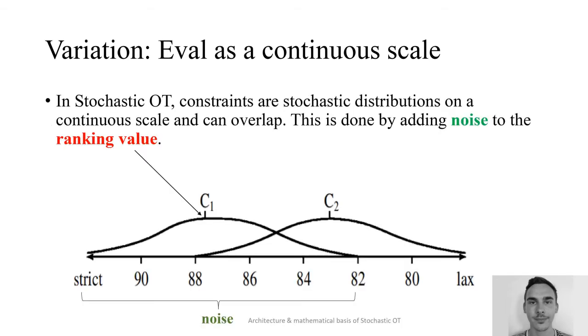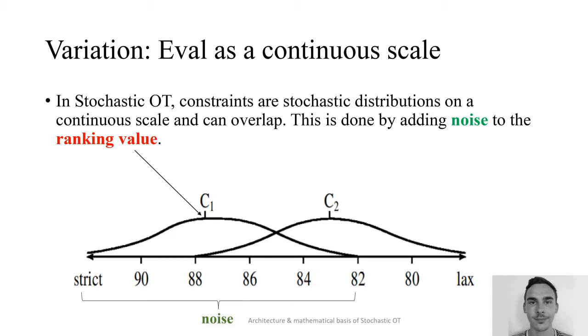In stochastic OT, on the other hand, Eval is a continuous scale, on top of which constraints are represented not as individual points, but rather as probability distributions that overlap. This is done by taking a ranking value, which is going to be the mean of the function, and adding noise to it. And noise can be understood as the function's standard deviation, the mean size by which the values of the distribution diverge from the mean ranking value. And since these are probability distributions, what they tell us is how likely the constraint is to assume a specific ranking value at a specific time.